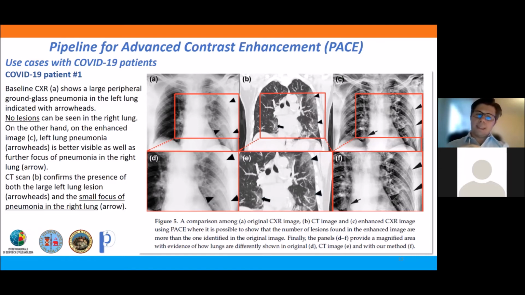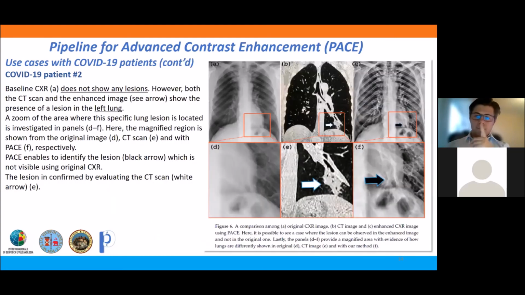So the CT scan confirms the presence of both the large left lung lesion, but also the small focus of pneumonia in the right lung. So PACE for this patient was able not just to confirm all the lesions that were already visible from the chest X-ray image, the input image, but also identify new lesions. Moving on. This is another very interesting example.